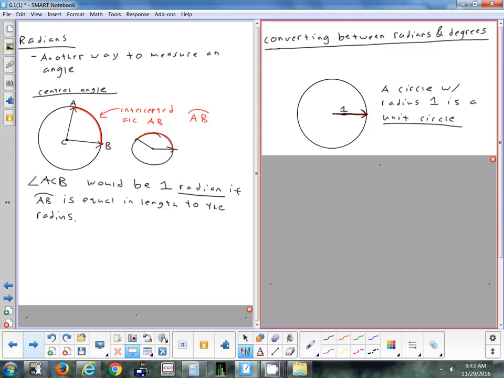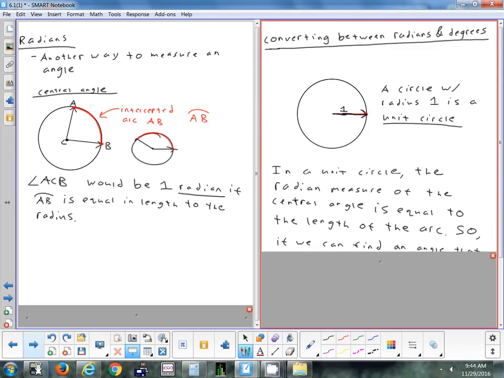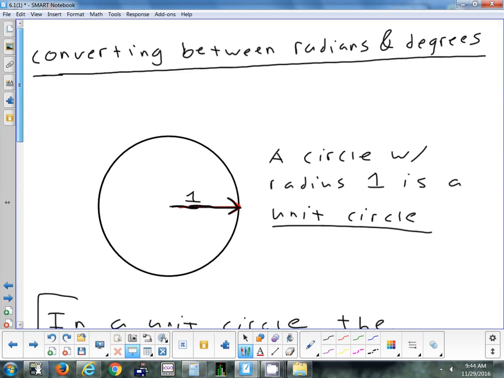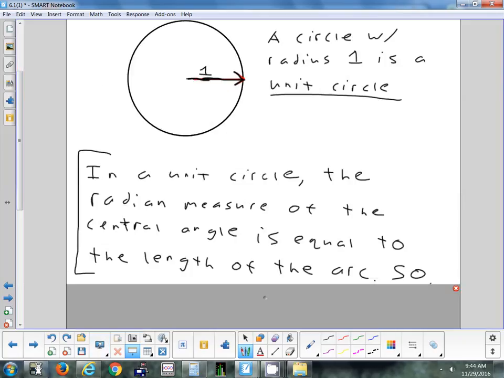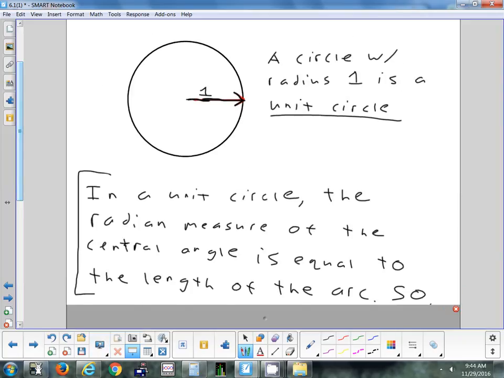I don't know if we get to it this week. Probably not yet. But this is an important fact, and that's what's going to help us figure out the conversion between radians and degrees. In a unit circle, the radian measure of the angle, in other words, if you measure the angle in radians, is equal to the length of the arc.